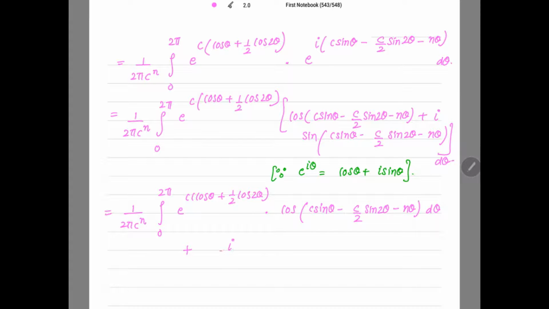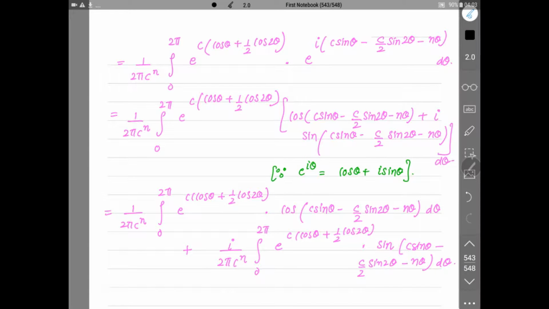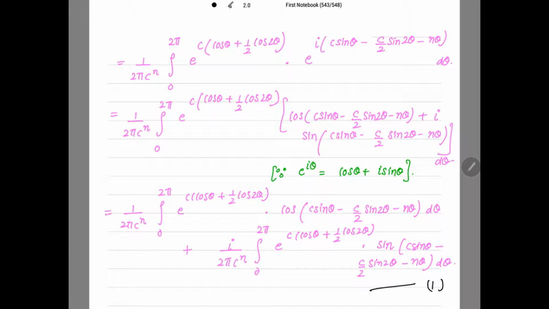So this is iota over 2 pi c to the power n, 0 to 2 pi, e raised to the power c cos theta plus 1 by 2 cos of 2 theta into sine of c sin theta minus c by 2 sine of 2 theta minus n theta, d theta. Right? Mark this as your 1, and we need to have now this second integral. We need this integral to be 0.